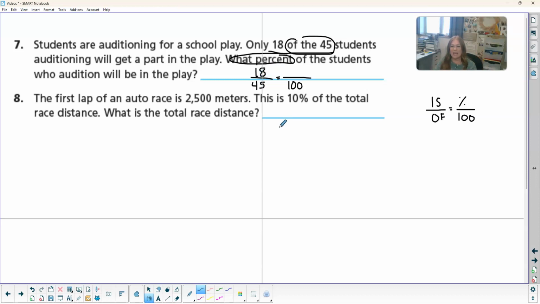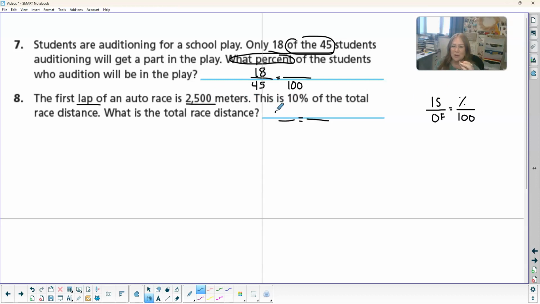What percent is that? Okay, next up, number 8, the first lap of an auto race is 2,500 meters. So that's a lap, 1 lap. That is what it is. This is 10%, right? This number is only 10% of that, right? We're not done.